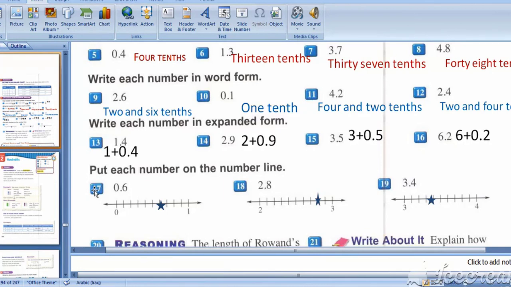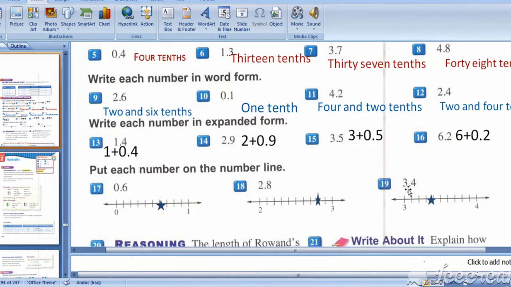And from number 17 till 19 we put a decimal number on the number lines. We have 0.6, it's between 0 and 1. After 0 we count till 6. We have 1, 2, 3, 4, 5, 6. So I put it at the place of 0.6, and from there we have 2.8, that means it's between 2 and 3. After 2 we count till 8. We have 1, 2, 3, 4, 5, 6, 7, 8. This place is the place of 2.8.